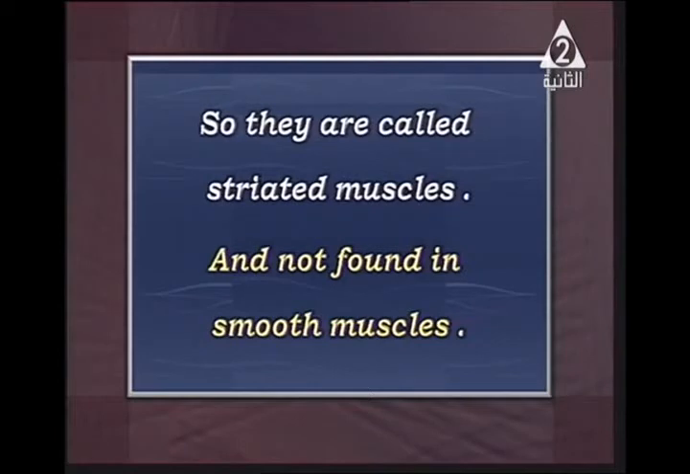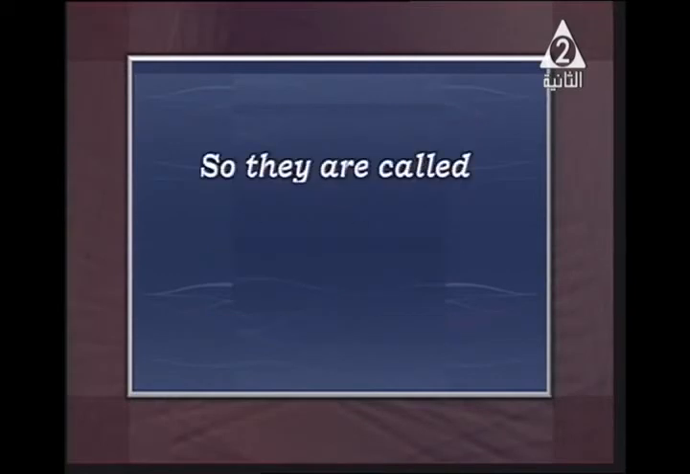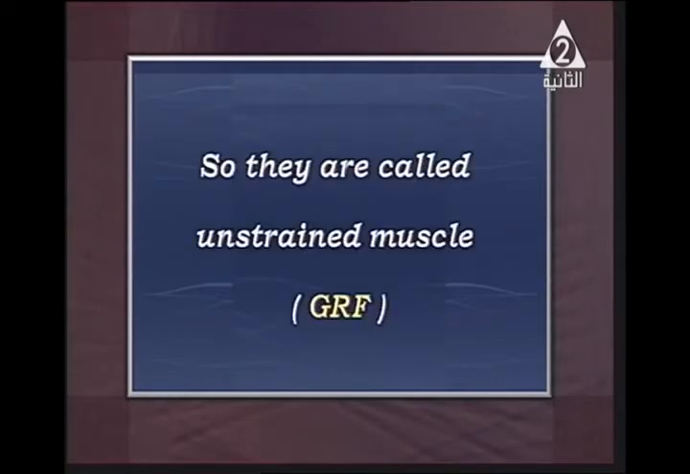And I need you to know that the striation is not found in smooth muscles. Easy? So they are called what? Unstriated muscle. And actually it is a possible question: give reason here. Okay, the striation appears in only the skeletal and the cardiac muscle, not in the smooth muscles.